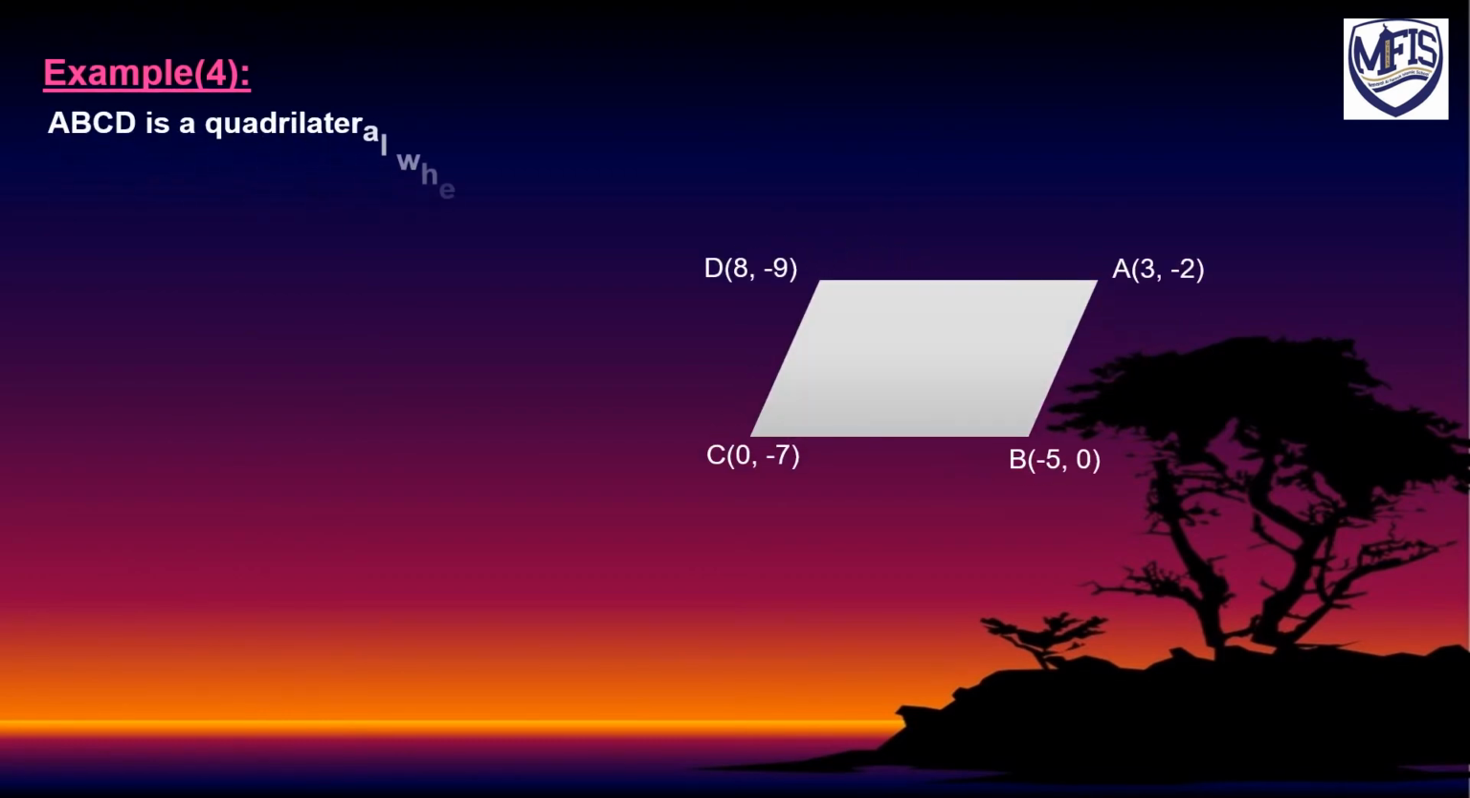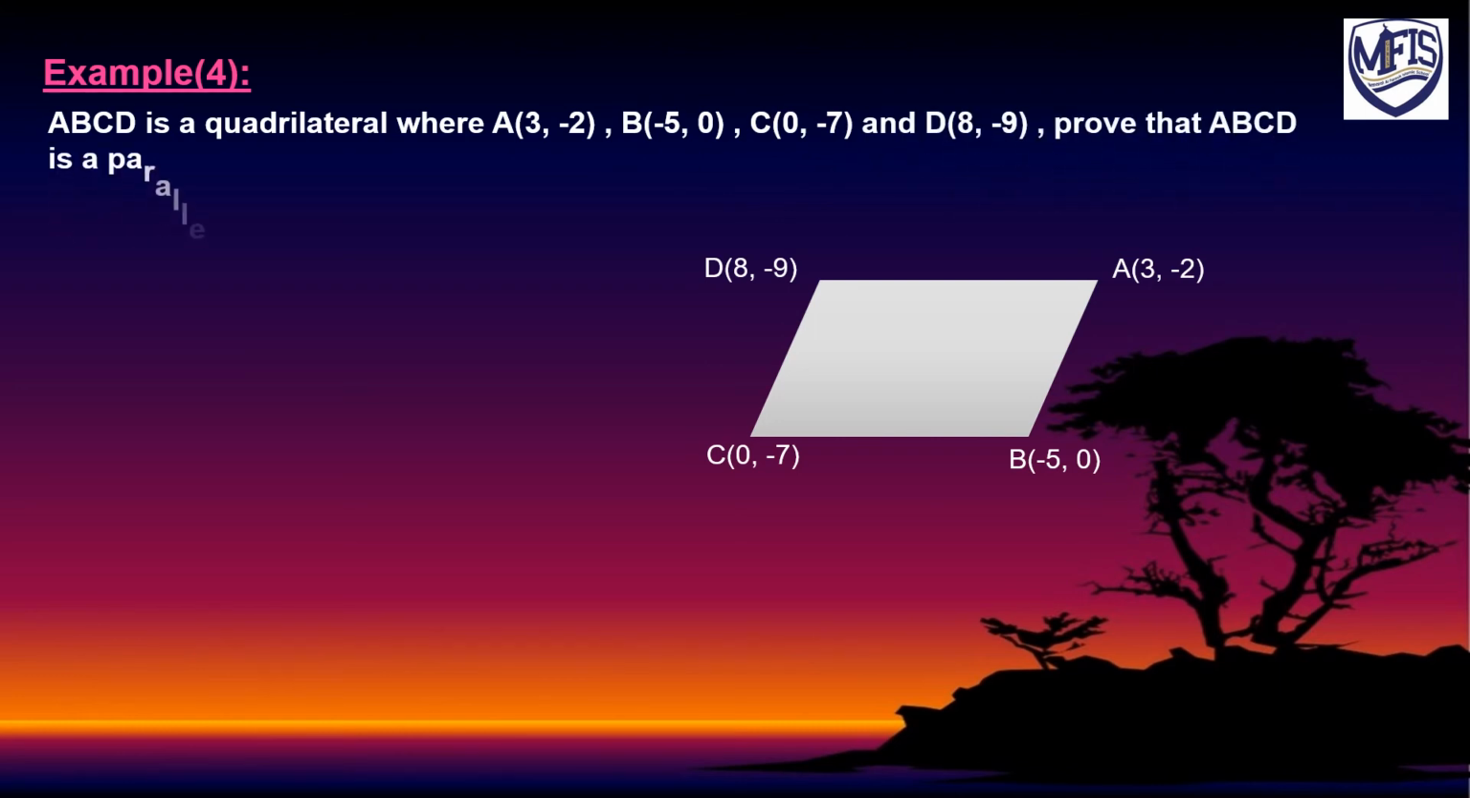Example number 4. This is the last problem in our lesson today. ABCD is a quadrilateral. What's the meaning of quadrilateral? Yes, quadrilateral means a figure consisting of 4 sides. Okay, where A is (3, -2), B is (-5, 0), C is (0, -7), and D is (8, -9). Prove that ABCD is a parallelogram. Okay, this is the figure of the problem.